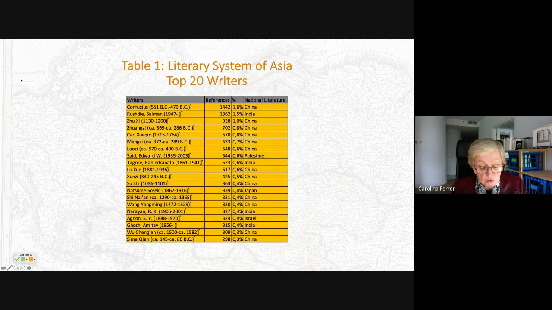Table 1 corresponds to the top 20 writers of the literary system of Asia. Now, I have to say that we have a huge list of writers from all over the world, from all the national literatures. We're talking about 11,000 writers. In the case of Asia, 13 of them are Chinese, 4 from India, 1 from Japan, 1 from Israel, and 1 from Palestine. There are no women on the list, as you can see.